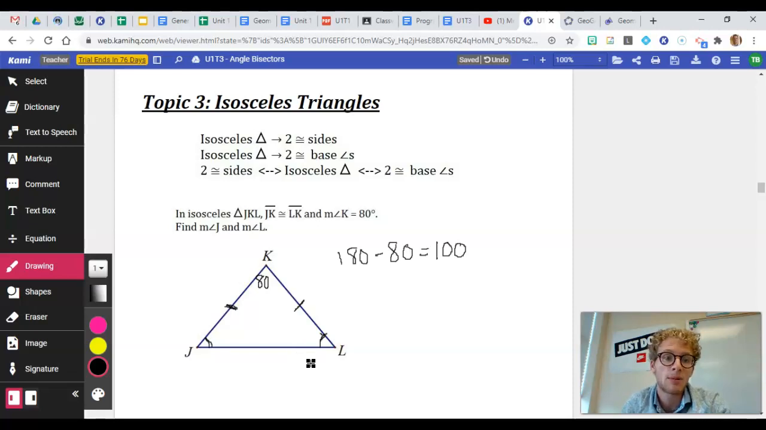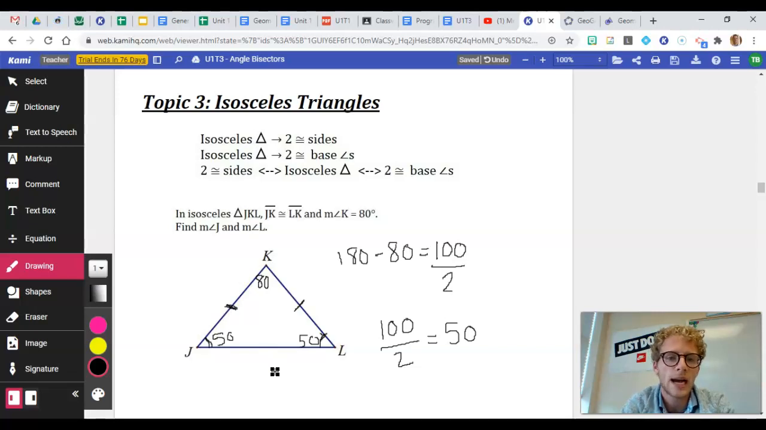So how do we find out how much each one is? Well, they're both congruent, so we can just divide this by 2. Let me start a new line here. 100 divided by 2 equals 50. So this is 50, and this is 50. 50 plus 50 plus 80 is 180. Happy triangle. So that is how you apply your knowledge of an isosceles triangle to find missing angle measures.